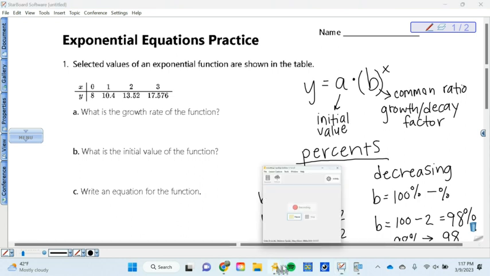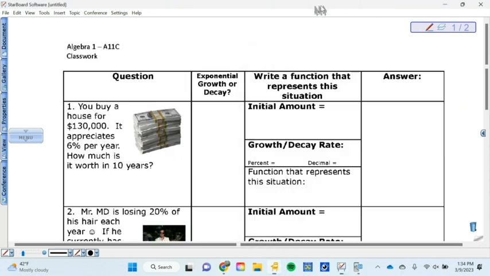Okay, so we're looking at the Thursday paper. First thing, let's read through the problem. If you buy a house for $130,000, it appreciates 6% per year. How much is it going to be worth in 10 years? So let's do this together. First step, is this growth or is this decay?